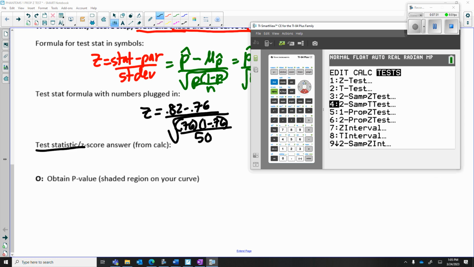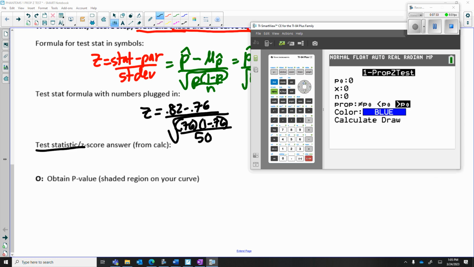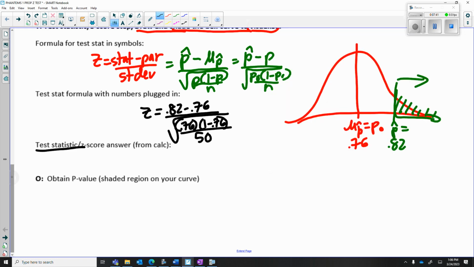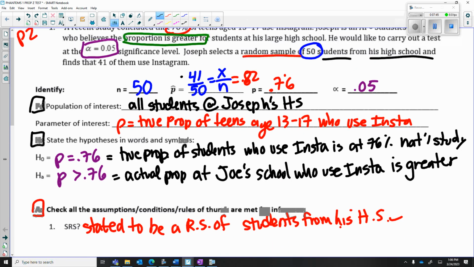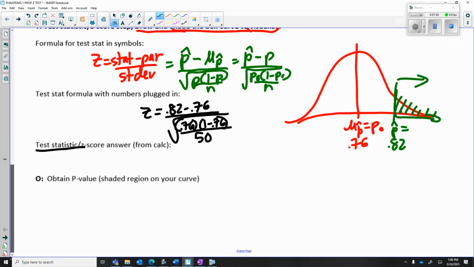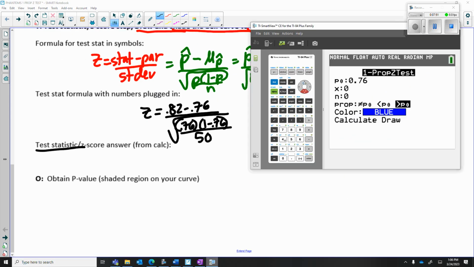So now let's go to our calculator, and let's go to stat, go over to tests, go down to number 5, the one proportion z-test, and choose it. The null hypothesis is what we were assuming to be true, which was the 0.76. The x over n was the p hat that he got. So if you scroll back up to the top, the p hat he got was 41 over 50. So that's what we're going to plug in. Not 41 over 50, just 41 for x, 50 for n. The direction of the alternative is a greater than sign because that's what he's presuming to be true. And then we could hit calculate or draw.